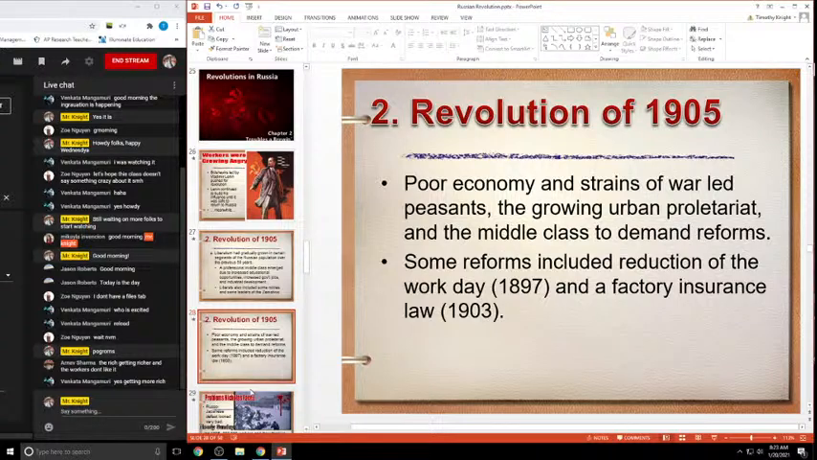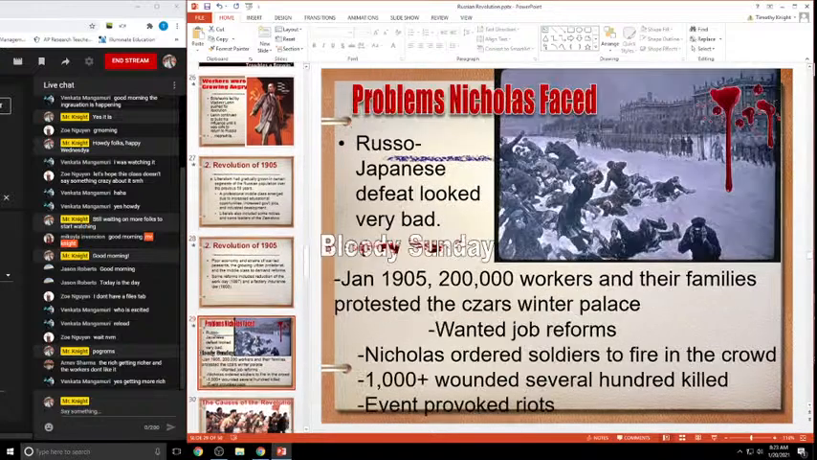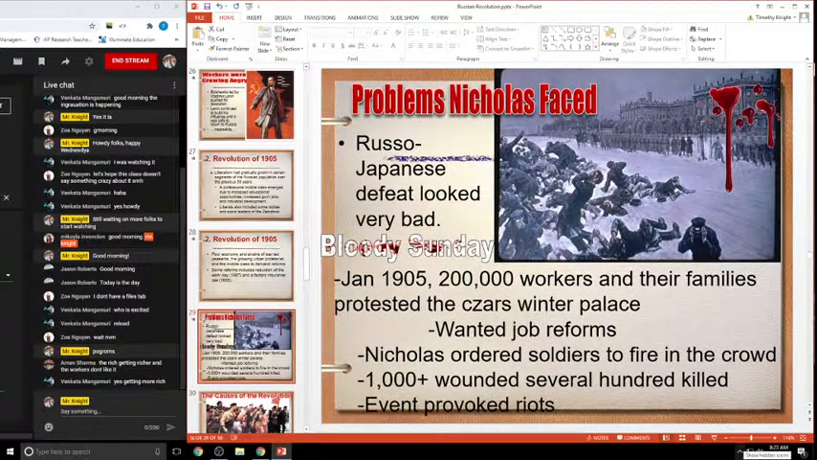Some of these reforms that they were pushing for included reduction of the working hours of the day and a factory insurance law, so that if somebody got injured on the job, they would still be able to receive health care or funding to be able to keep themselves alive.